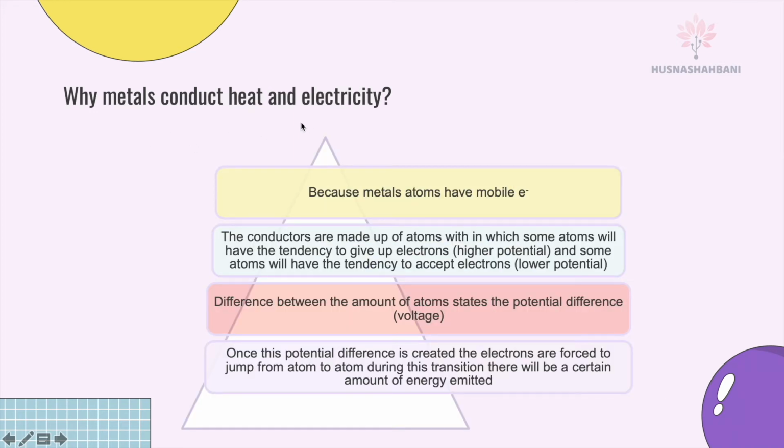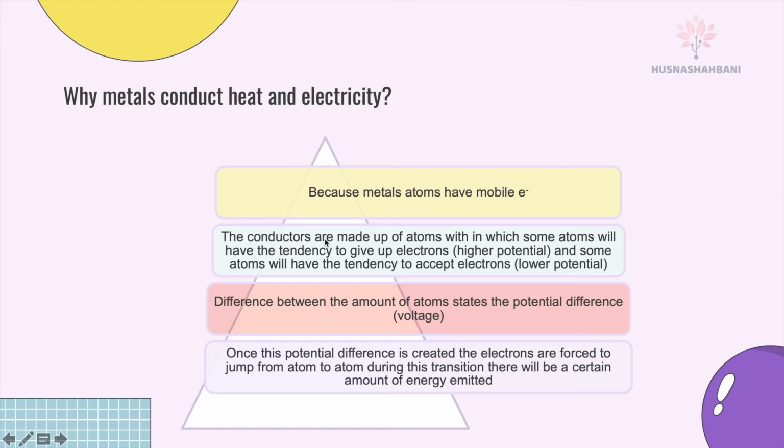Why do metals conduct heat and electricity? First, because metal atoms have mobile electrons. When there are mobile electrons, you can conduct heat and electricity. If the position of the electrons is fixed, that is, not mobile, you cannot conduct electricity. Why can mobile electrons conduct electricity?